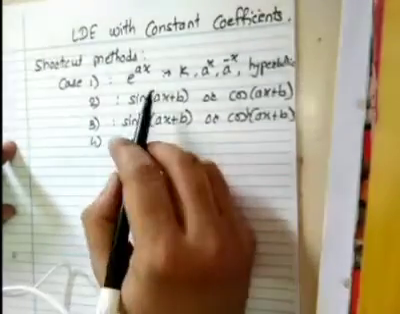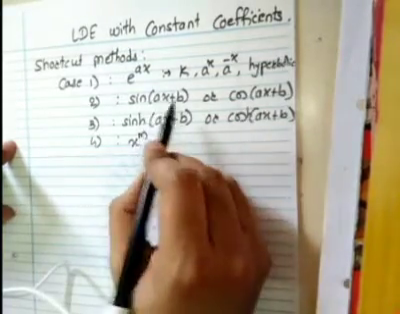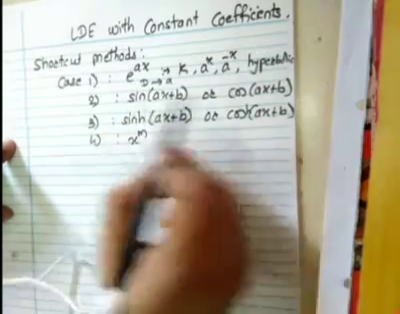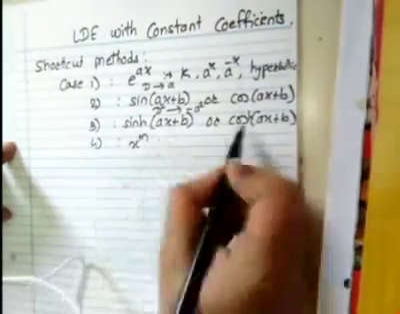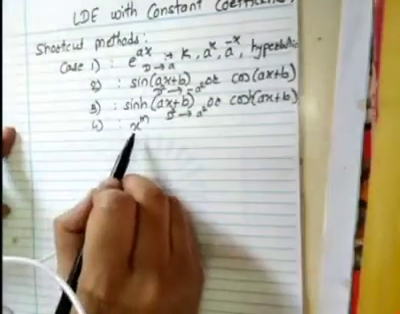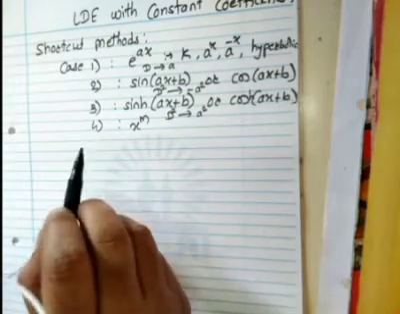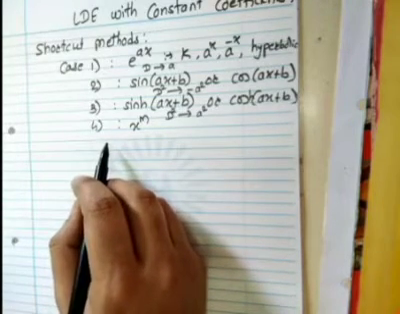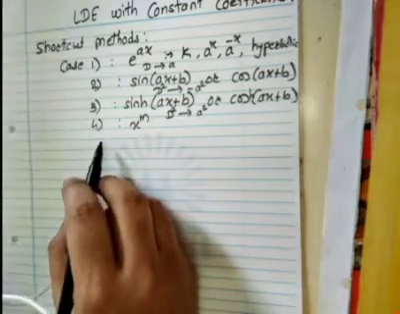Right? Secondly, it is the sine and cos case. What we do here is, in the first case, e raised to ax, we replace D by a. In sine cos, we replace D square by minus a square. In hyperbolic, D square by a square. And in polynomial, we have to take the lowest degree term outside, and then we have to write 1 plus or 1 minus. We will take it to the numerator and expand up to the power of the polynomial. Till this we have seen.